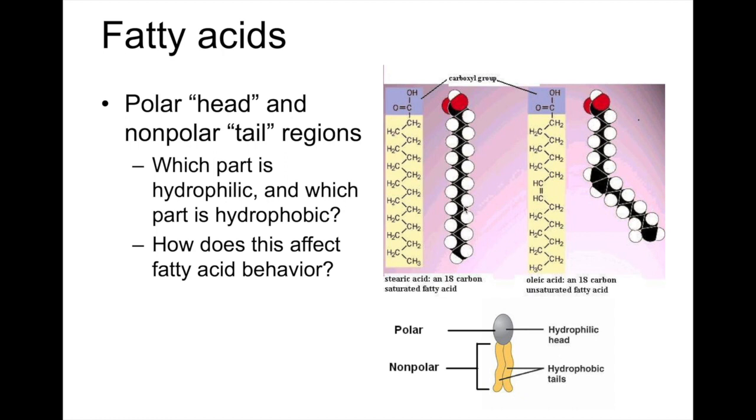So this would be a butter, and this would be a vegetable oil. So liquid at room temperature, solid at room temperature.